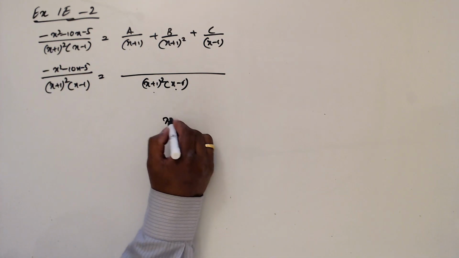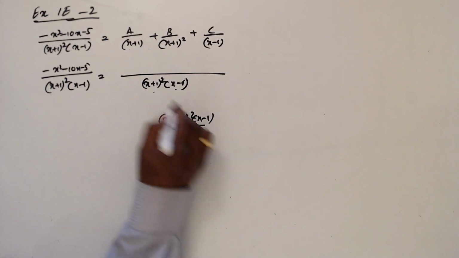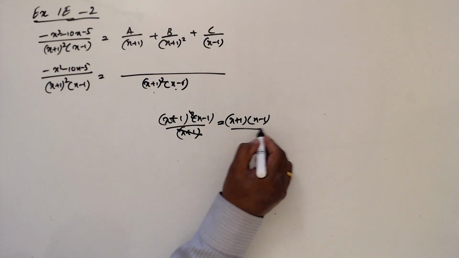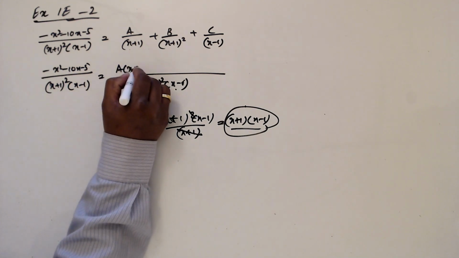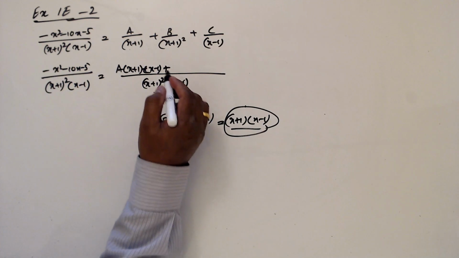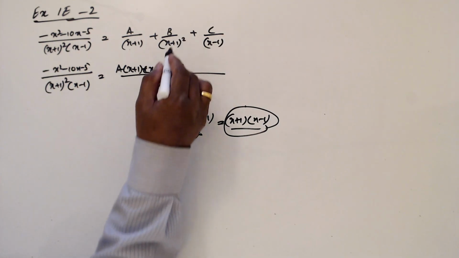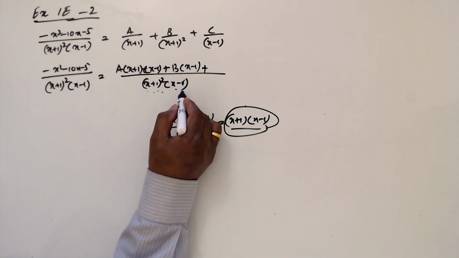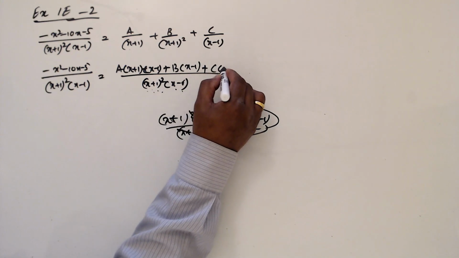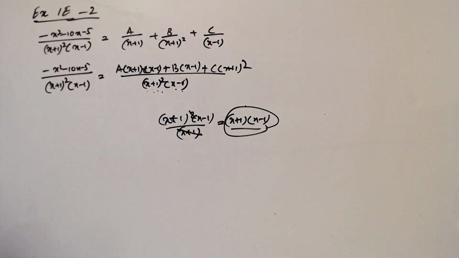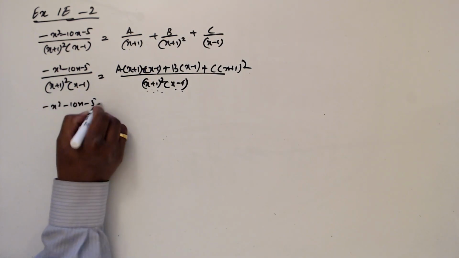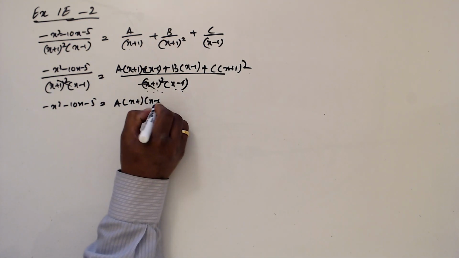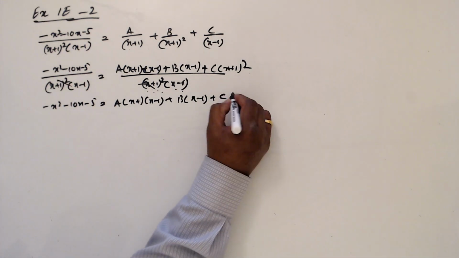So to find this one, we have to divide by the common factor from here. So this cancels out, and what remains is x plus 1 times x minus 1, and we multiply this with A. So A times x plus 1 x minus 1, the same as B times, how many x plus 1 squared go into this one, x minus 1, and C times x plus 1 squared. So this is minus x squared minus x minus 5 equals A times x plus 1 x minus 1, plus B times x minus 1, plus C times x plus 1 squared.